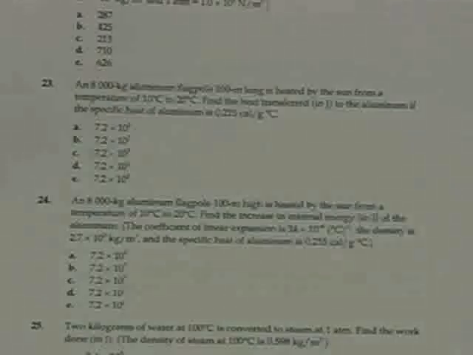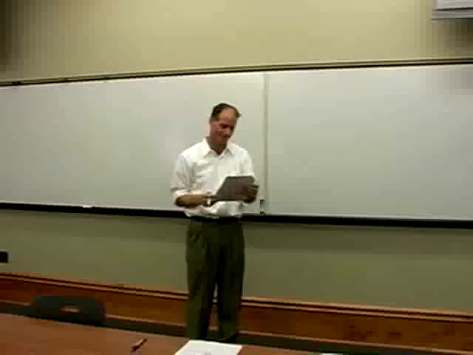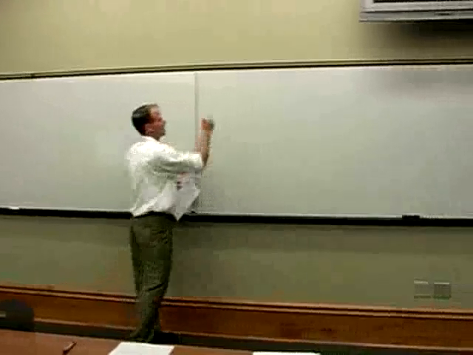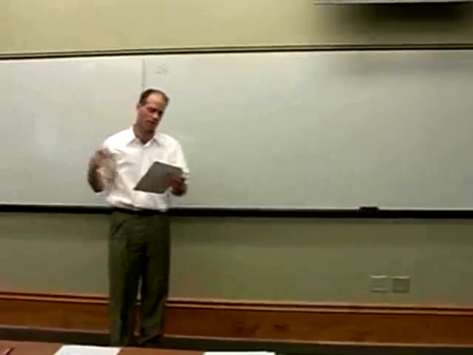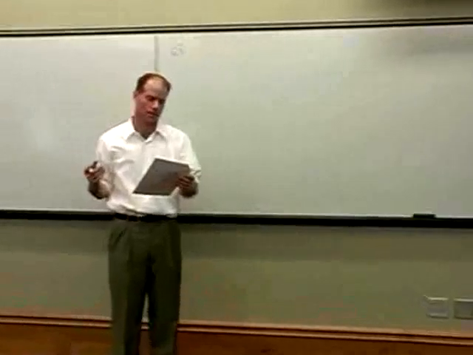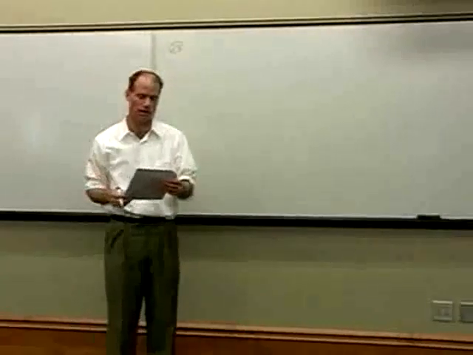Problem number 23. An 8,000 kilogram aluminum flagpole, 100 meters long, is heated by the sun from a temperature of 10 degrees Celsius to 20 degrees Celsius. Find the heat transferred in joules to the aluminum if the specific heat of aluminum is 0.215 calories per gram per degree Celsius. All right, so this is actually the same problem that we had in problem number 22, only now they're asking for the heat transfer, not the work done by the aluminum.